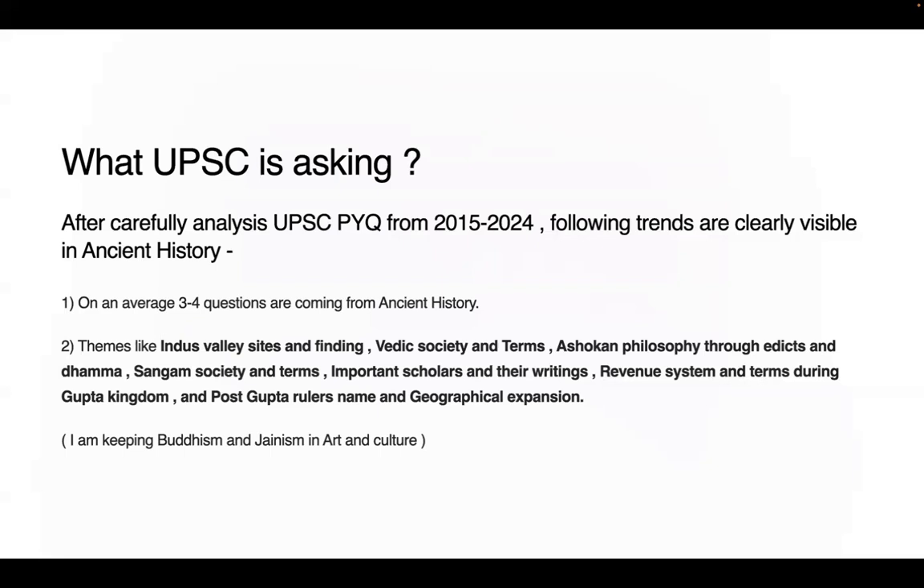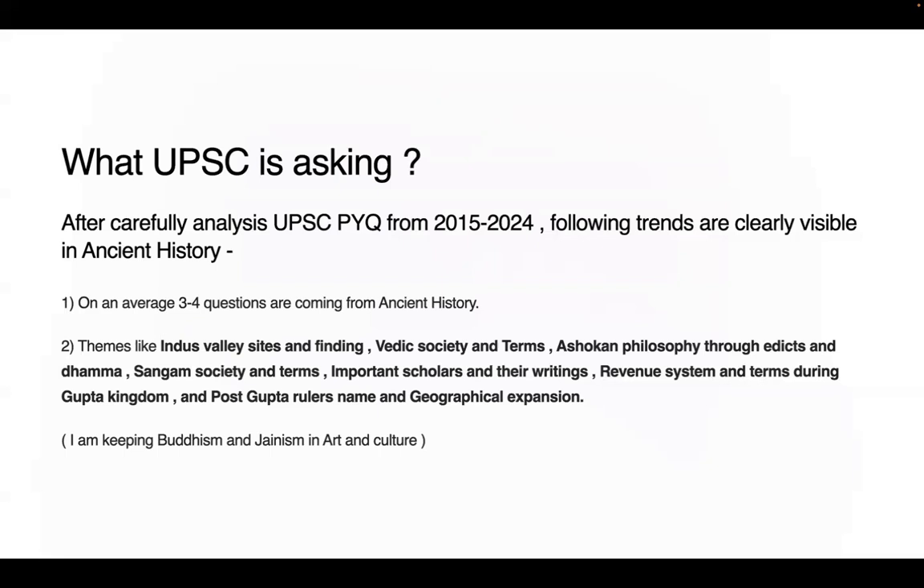Themes which are coming again and again are Indus Valley sites and findings: on which site what was found, and also the names of Indus Valley sites. They are mixing Indus Valley sites with Mauryan sites, Gupta sites, or Ashokan sites, and just trying to confuse you. Second is Vedic society: the characteristics of Vedic society and the terms associated with it, which you need to understand clearly. This is a recurring theme.